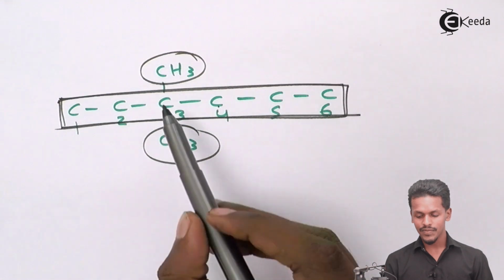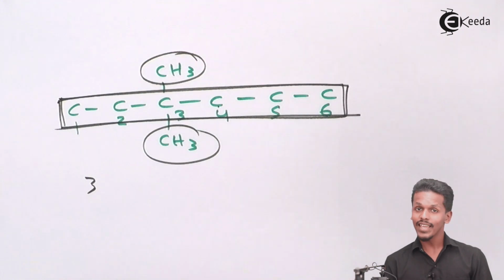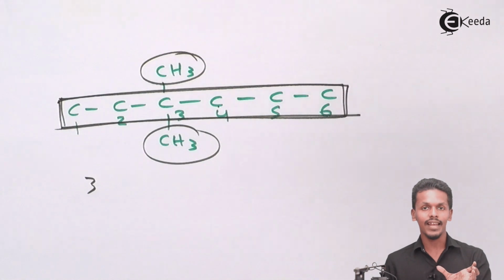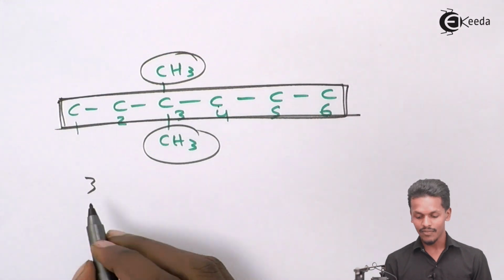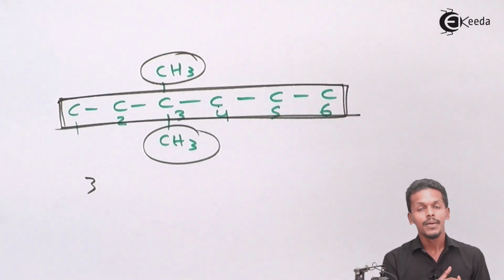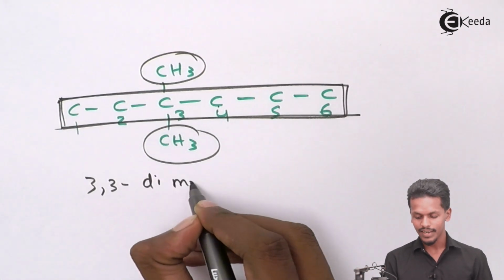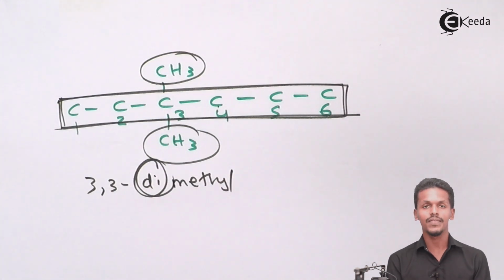In this case, we observe there are two methyl groups. That is, in the third position there is a methyl group, and again on the third position there is another methyl group. We could write it as 3 methyl and 3 methyl, but since both are the same, we will merge them and give them a particular prefix. So we write it as 3,3 dimethyl. This is what they have explained: we should use di, tri if multiple same groups are present, di for 2, tri for 3, and so on.